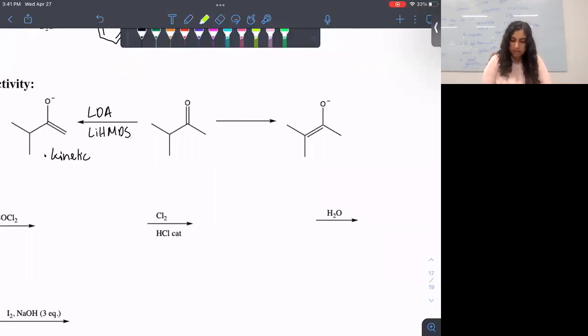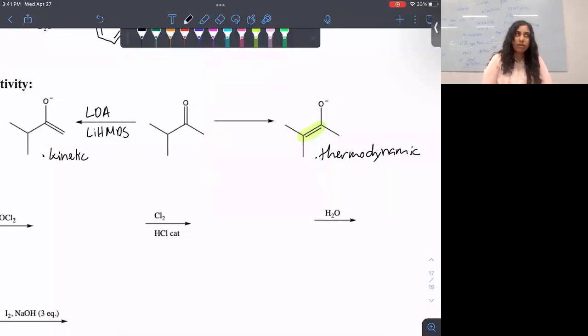This is thermodynamic because it's more stable, and stability is determined by how substituted the alkene is. So this alkene is tetrasubstituted. This one is disubstituted. The tetrasubstituted one is far more stable, so it's thermo. And then the reagents you use for this, any base that has an O minus basically. So NaOEt or NaOH.